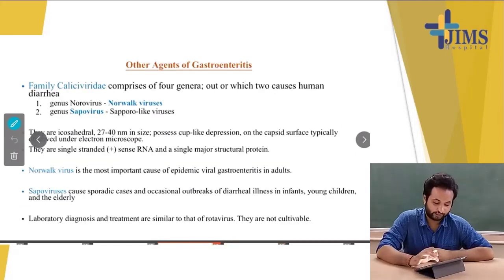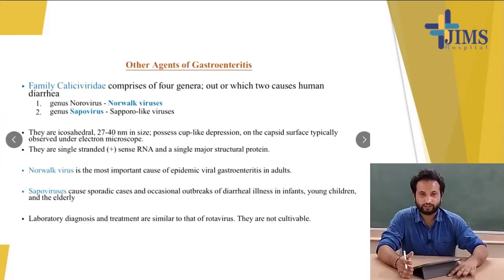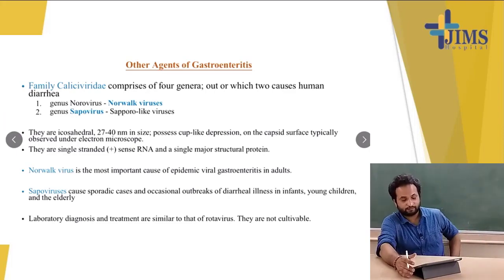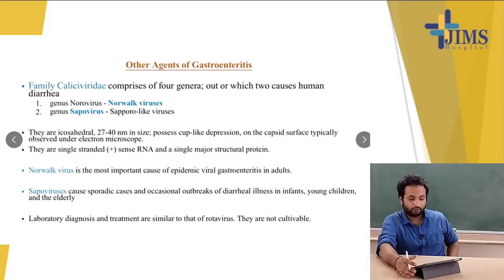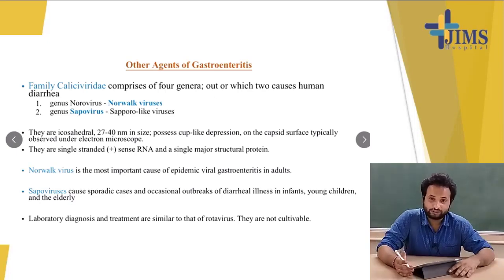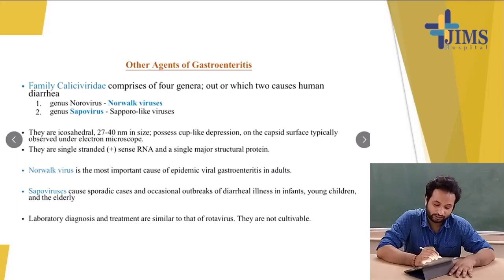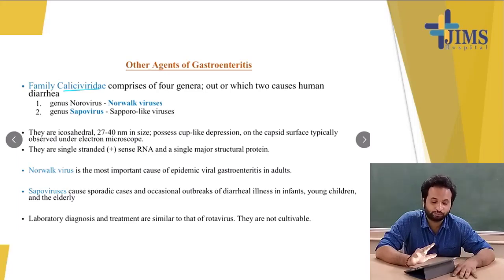Now we come to the other agents of gastroenteritis other than rotaviruses. So after rotavirus, there is this family known as Caliciviridae. They comprise 4 genera, out of which 2 are most important, which are your Norovirus genus and Sapovirus genus. Under Norovirus genus comes your Norwalk virus, and under Sapovirus genus comes your Sapporo-like viruses.